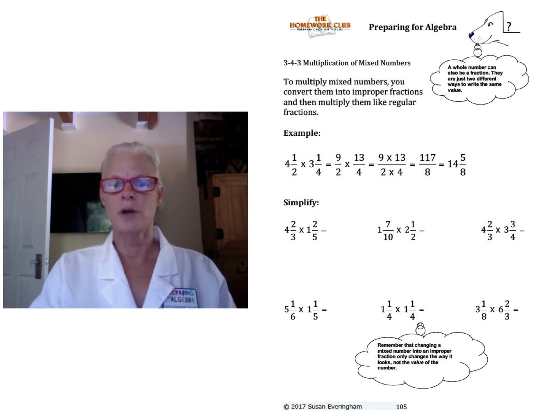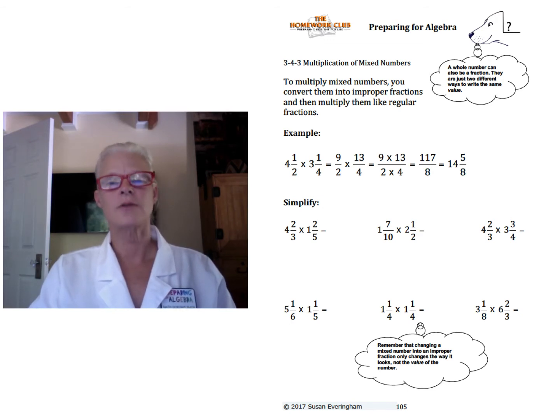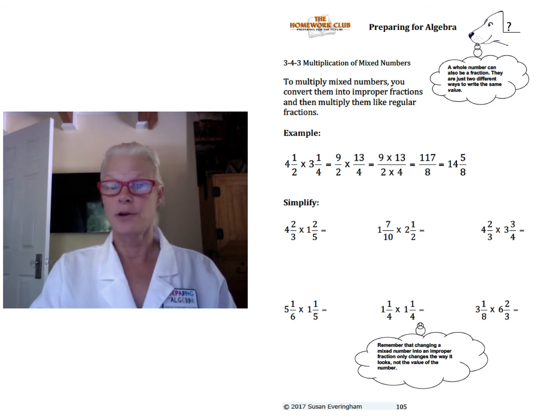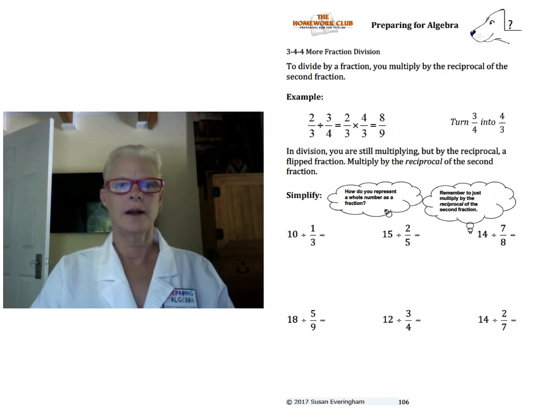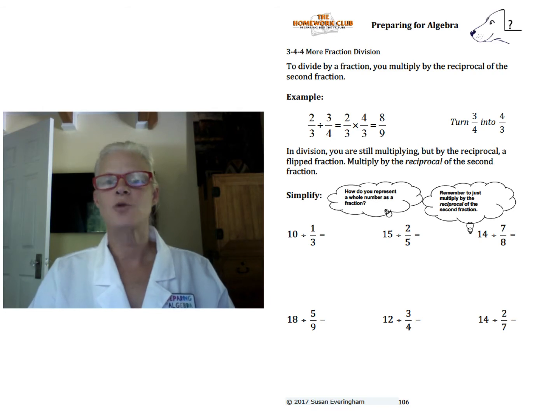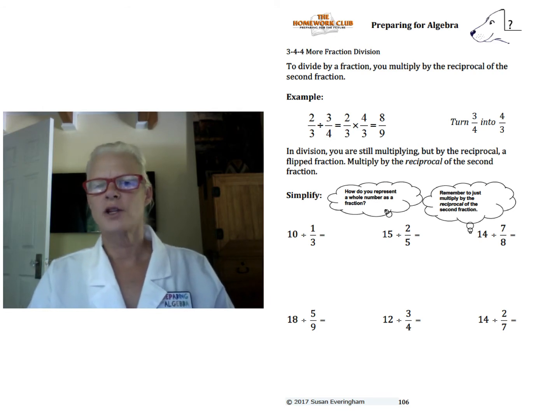The next one, 3 1/4. 4 times 3 is 12, plus 1 is 13. 13 fourths. Now it's just straight multiplication. 117 over 8, and 117 divided by 8 is 14, with 5 left over. 14 5/8. Okay, good luck with the next section. Keep going. Remember, you're changing those mixed numbers into improper fractions, just like we did in the example. Just stick with the example and learn these.